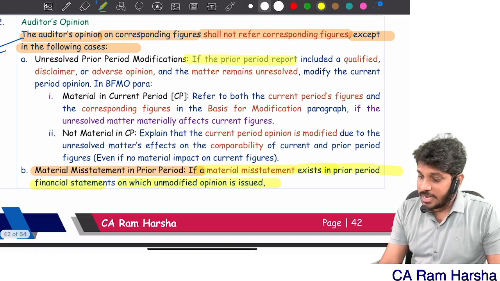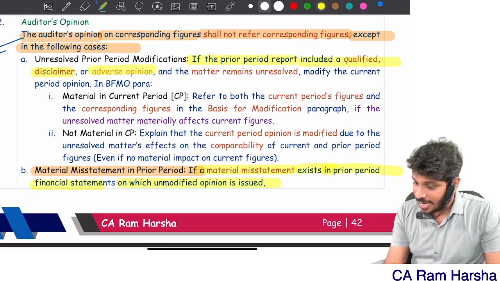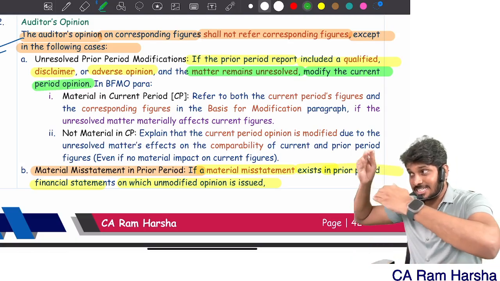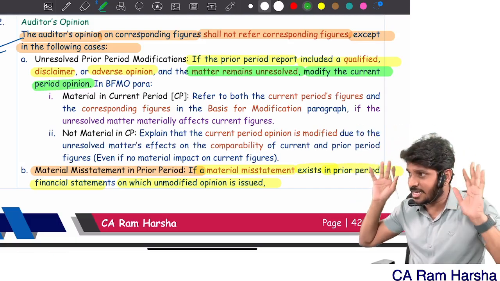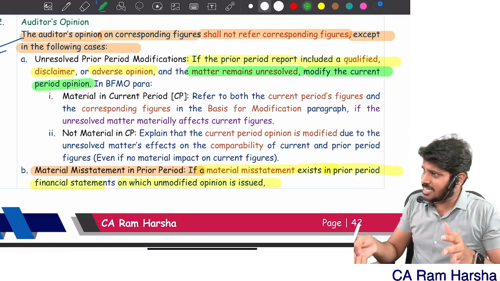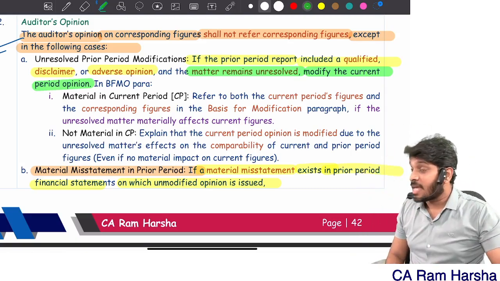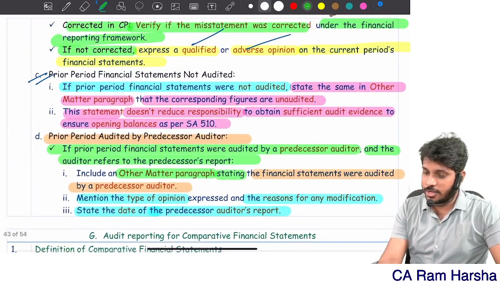Suppose the prior period report includes a qualified, disclaimer or adverse opinion, and the matter remained unresolved. You should modify the current period opinion. Suppose last year's financial statements contain a material misstatement, and the reason why it was materially misstated is still existing in the current year. It is not resolved. Suppose it is resolved, or last year it was audited by some other auditor, you should write like this. You should give this drafting.